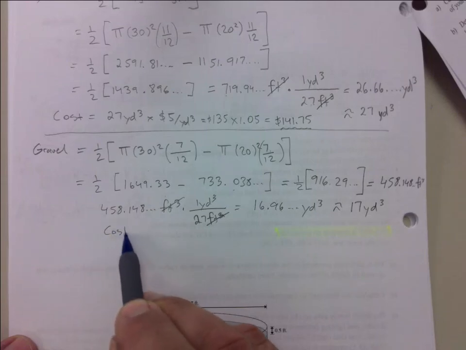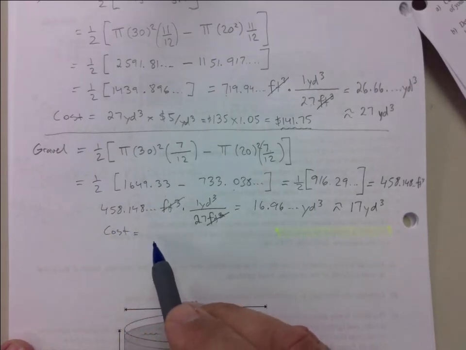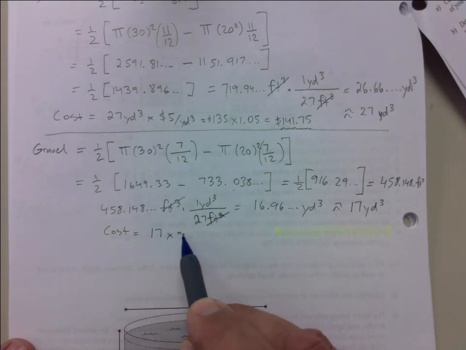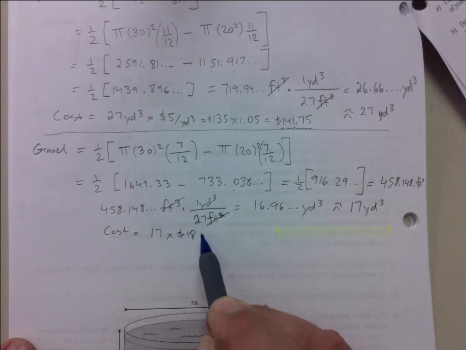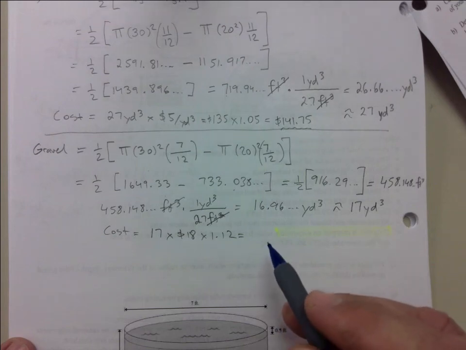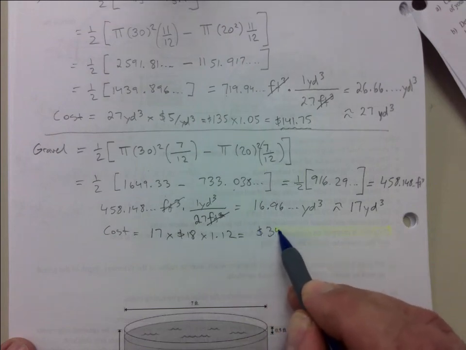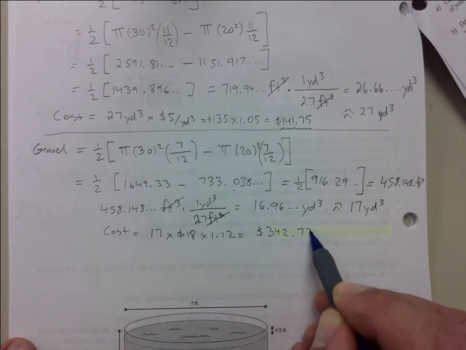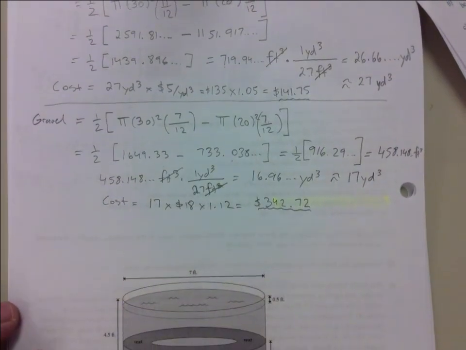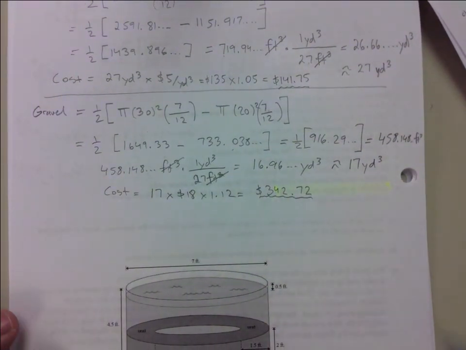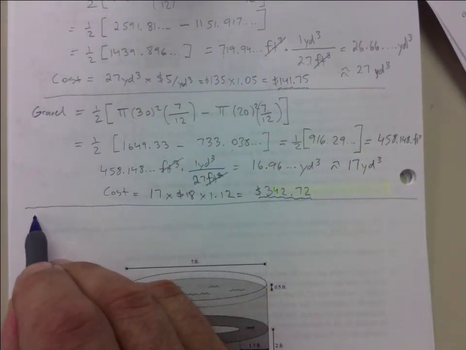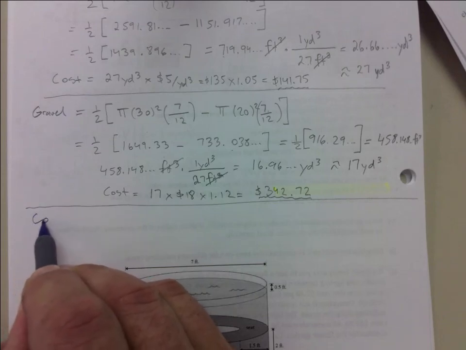So cost is 17 times $18 times 1.12. And that gives you $342.72. Uh-oh, running out of space. And then it's concrete, last but not least.